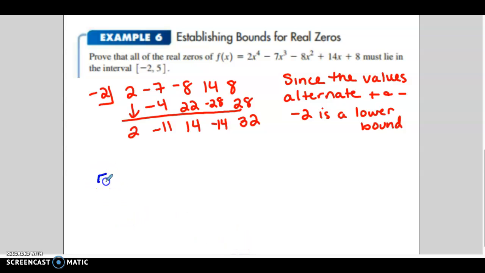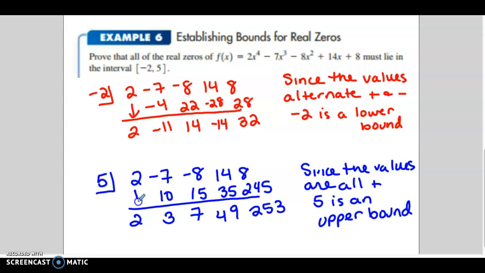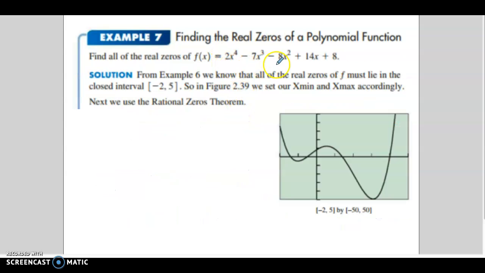Then we want to check 5 as an upper bound, and we're going to see if we get all positives, which would mean it's an upper bound. So we go ahead and finish that synthetic division, and we see that we get all positives, 237, 49, and 253. Since those values are all positive, 5 is in fact an upper bound. Looking at the same problem here, we now know that all of our rational roots are going to fall within negative 2 to 5. So we set our window from negative 2 to 5, and we see if we can figure out what the roots are.